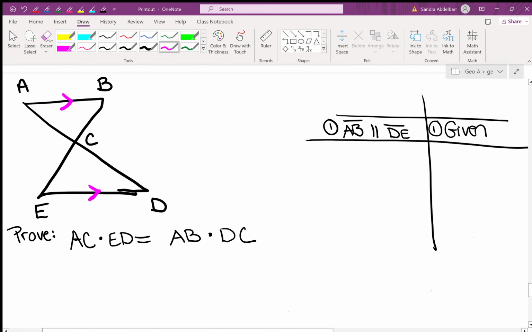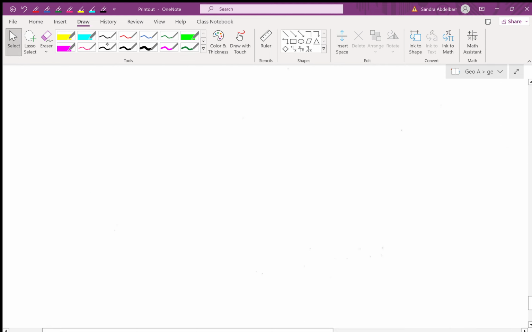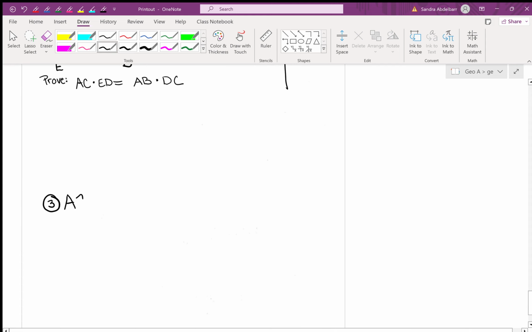And now I want to prove, doesn't this look like a proportion that's been cross-multiplied out? Anytime I want you to prove what looks like the cross-multiplication of a proportion, I need us to come up with a three-step game plan. So let's write out this three-step game plan. The last step, we're going to work backwards. The last step in our three-step game plan is the cross-multiplication: AC times ED equals AB times DC.